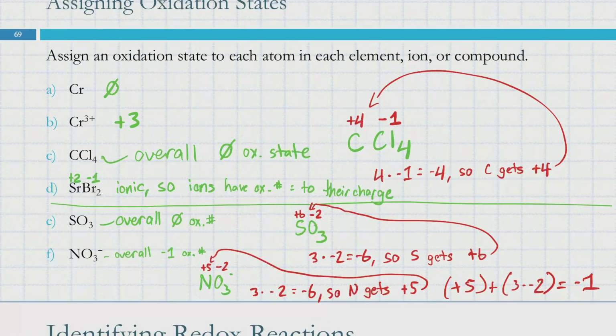Is the overall charge for the strontium bromide, is the overall charge 0? Yes. SrBr2 is 0, since we've got a +2 and we've got 2 -1s. Other questions?